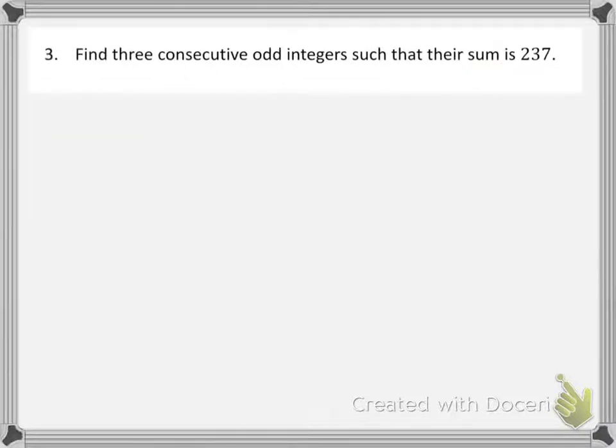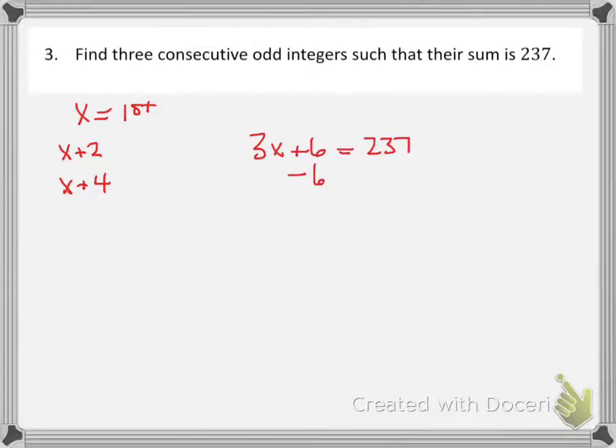Number 3. 3 consecutive odd integers. Same thing. X is my first one. And if I think of my odd integers, if the first one's odd, then the next odd number is 2 bigger again. So x plus 2 is the second one, and x plus 4 is the third one. So we get 3x plus 6 is equal to 237. And isolate the variable. So 3x equals 237 minus 6 is 231.